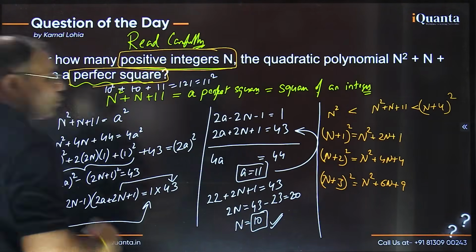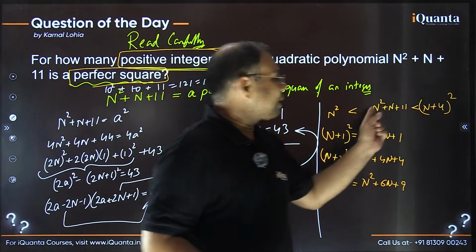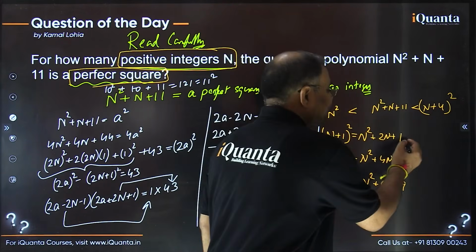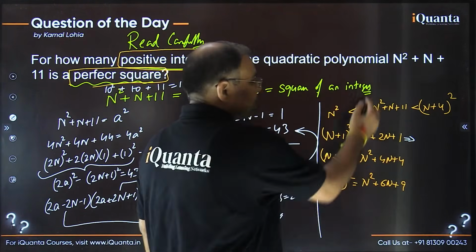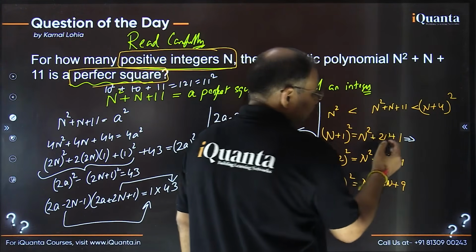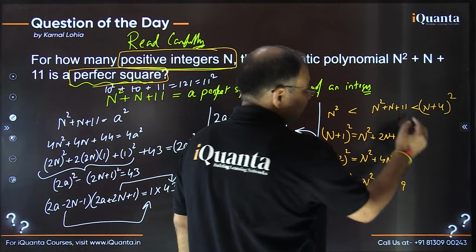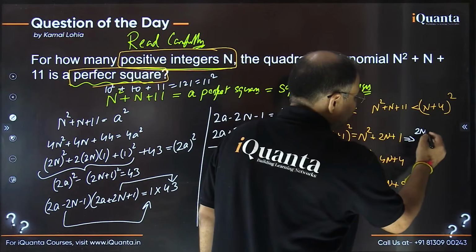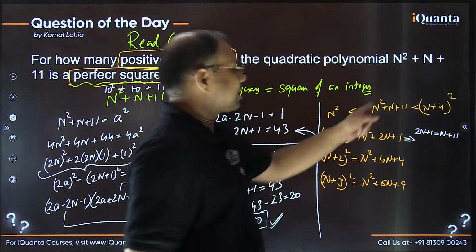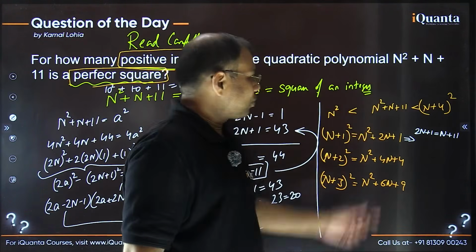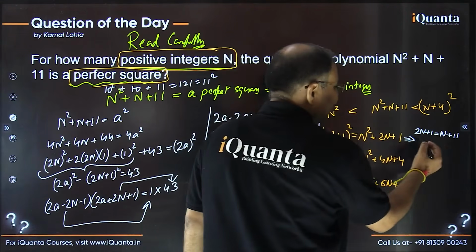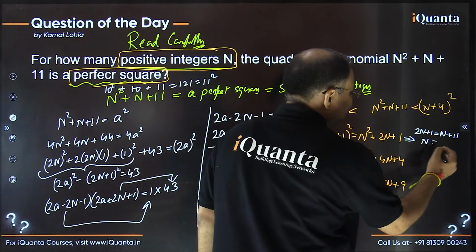Now let's check quickly. I'm just going to equate them. n square plus n plus 11 is going to be equal to n square plus 2n plus 1. So what happens if I equate them? n square is cancelled. I want 2n plus 1 to be equal to n plus 11. I'm not writing n square again because it is the same part, so the remaining part should also be equal. So we get n equal to 10.